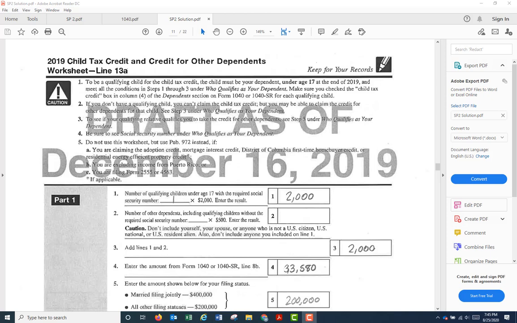Line 4, enter the amount from Form 1040 line 11. What is that? Recall, it's AGI. Why is it relevant here? Because recall that the child tax credit is subject to a phase out of $50 reduction for each $1,000 of AGI above the threshold of $200,000, $400,000 if married filing jointly. So that's why we need to show the AGI here on line 4. And then line 5 is the threshold, $200,000 if it's all other filing statuses besides married filing jointly.